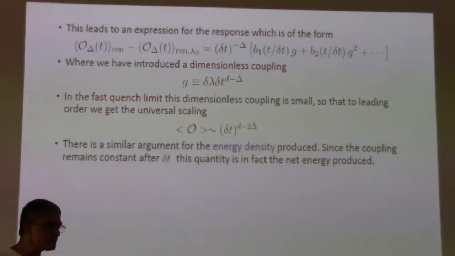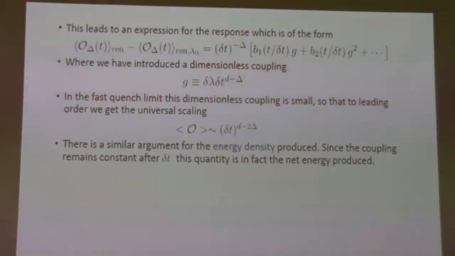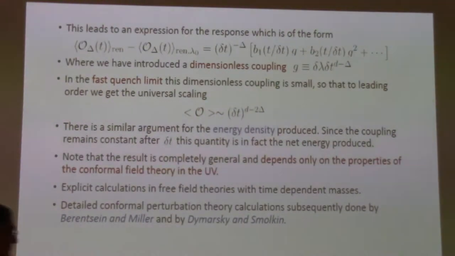There's a similar argument for the energy density which is produced. And since the coupling remains constant after delta t, whatever energy is produced during the quench remains constant after that. So this gives you a prediction of how the energy density scales even at very late times. Okay?